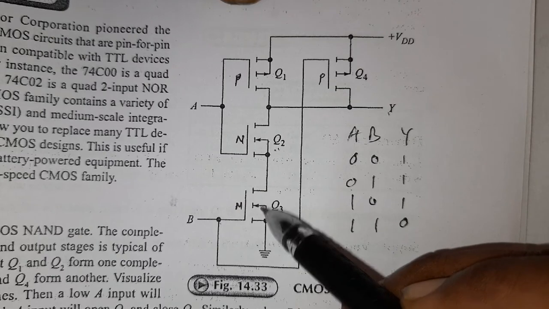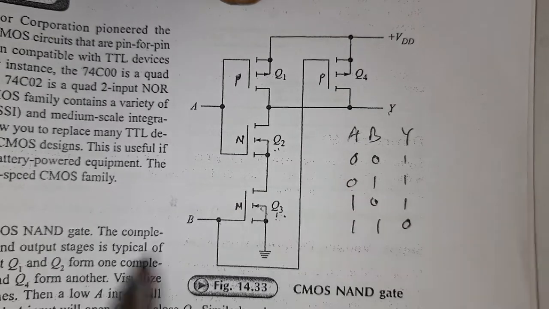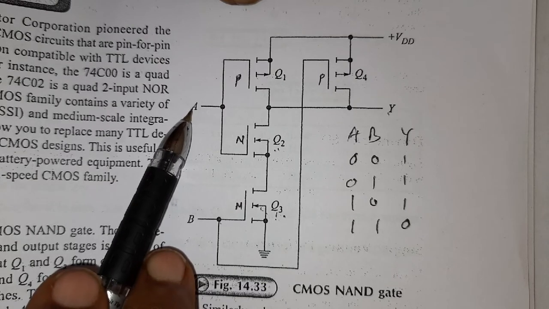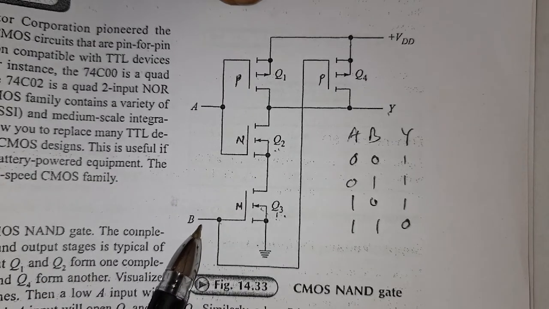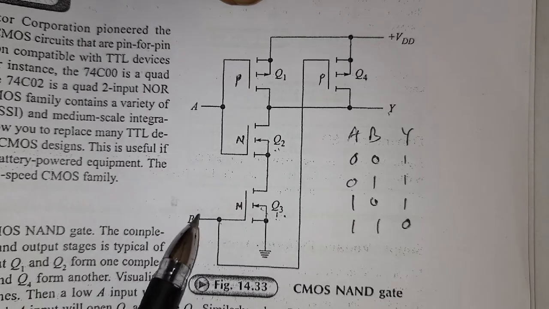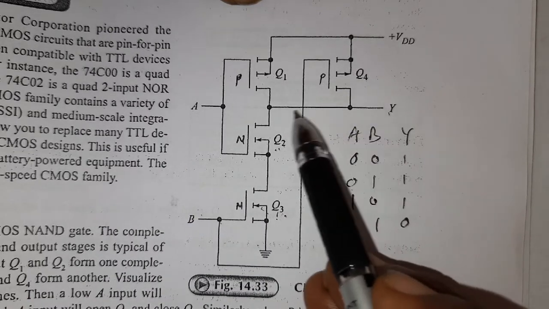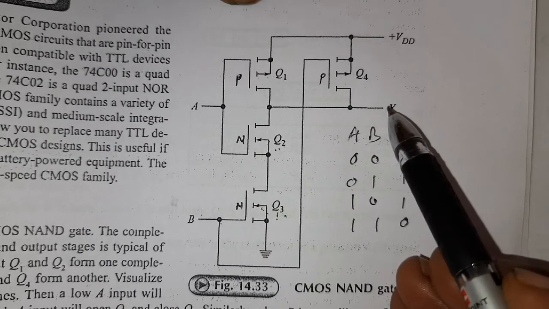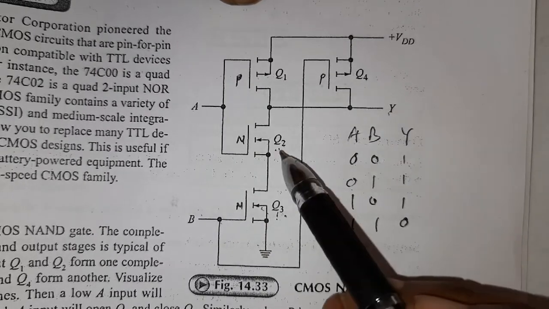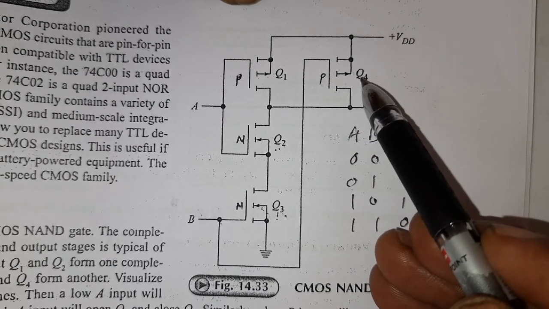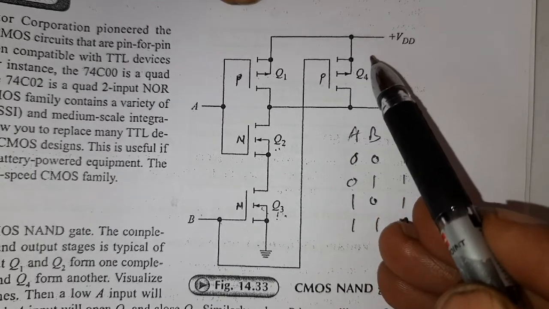The lower MOS will be on if and only if A is equal to 1, that is high, and B is at high. Therefore, if A is high, B is high, then Q2, Q3 will be on and the output will be connected to ground, that is output is low. And obviously as Q2 is on, Q1 will be off, Q4 will be off, and therefore it will not be connected to VCC.